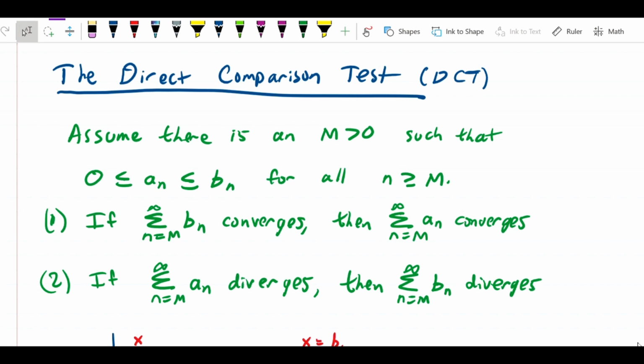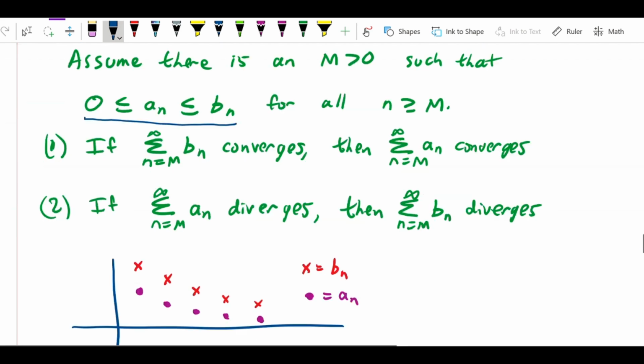So we start by assuming that there's some positive integer m such that this inequality is true for all indices n greater than or equal to m. In other words, both sequences are positive, but 0 is less than a_n is less than b_n for all n. So if the sum from n equals m to infinity of b_n converges, then so does the sum from n equals m to infinity of a_n, and then we flip it around and say if the sum from n equals m to infinity of a_n diverges, then the sum from n equals m to infinity of b_n also diverges.